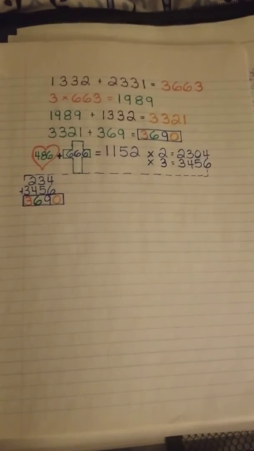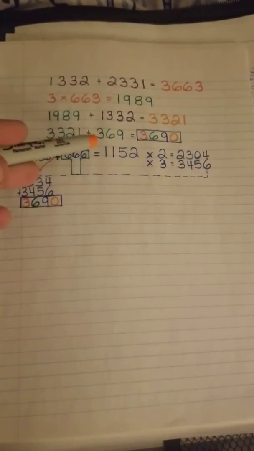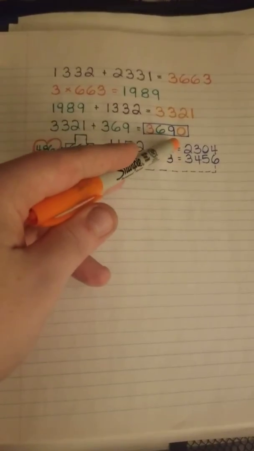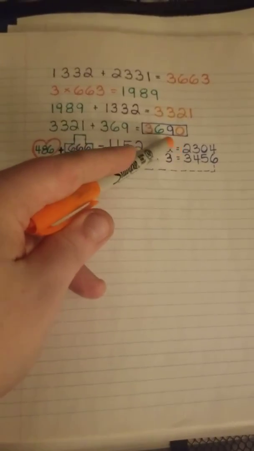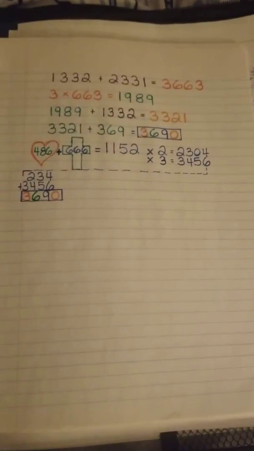Now, the cool thing about 3,321 is when you add its 369, you get 3,690. Nikola Tesla said if you understood the magnificence of 369, you would have keys to the universe.